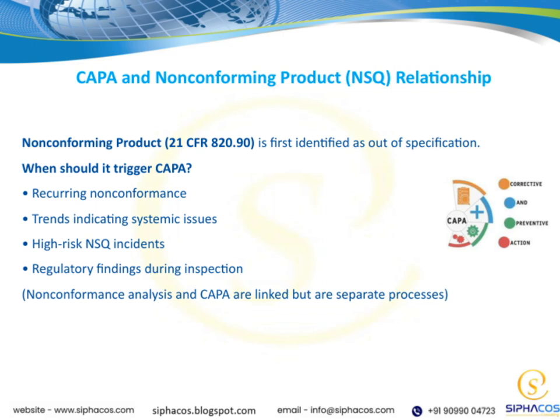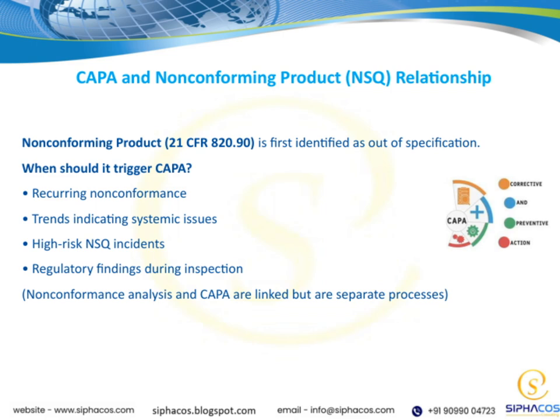First, if a nonconformance keeps recurring, that's a clear sign that the issue isn't just a one-off. Second, if we notice trends suggesting systemic problems across multiple batches or processes, that's another red flag. Third, high-risk NSQ incidents, which could potentially impact patient safety or regulatory compliance, should definitely trigger a CAPA. And finally, regulatory findings during inspections often highlight issues that require formal corrective and preventive actions.